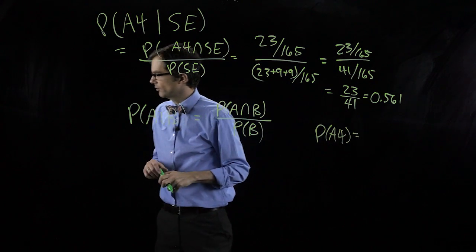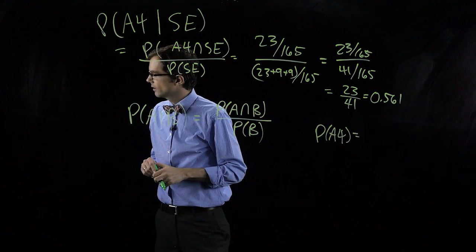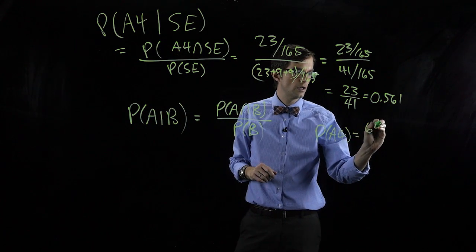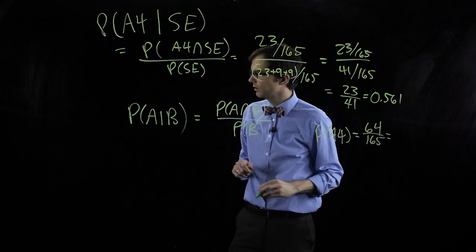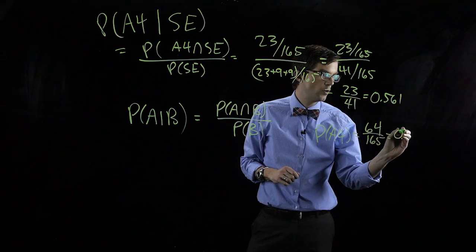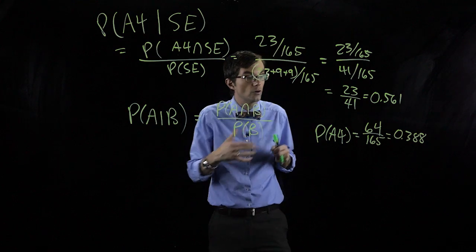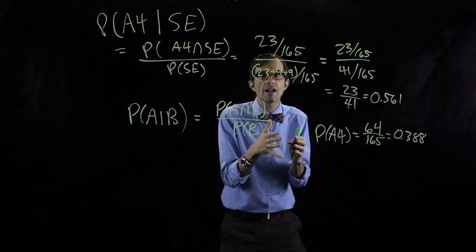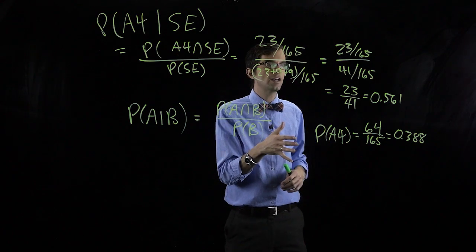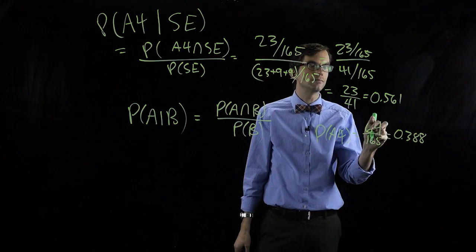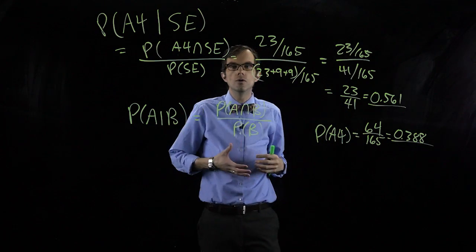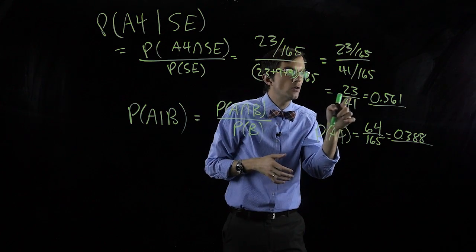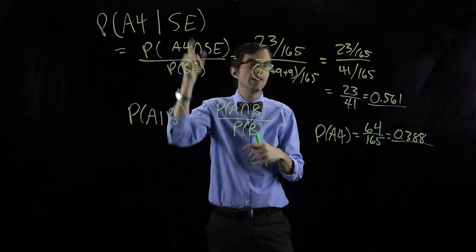We found this for the previous problem, and that is 64 out of 165. Okay? Or that probability is 0.388. So in general, what's the probability of seeing an A4 model? 0.388. Given that it was made in the southeast, what's the probability of seeing an A4 model? 0.561. Okay, so we're changing what we know about seeing an A4 by limiting what we're looking at. We're only looking at those made in the southeast.